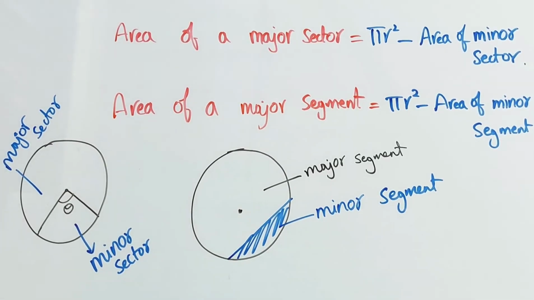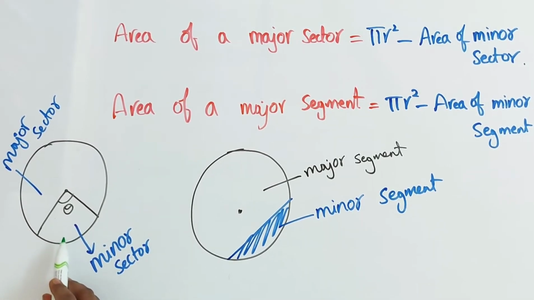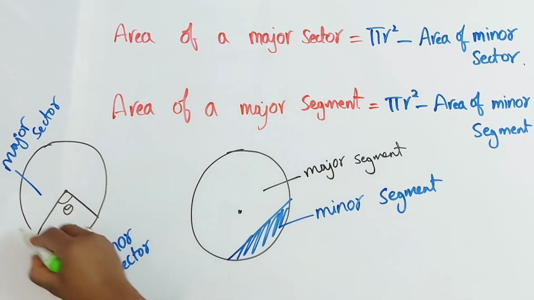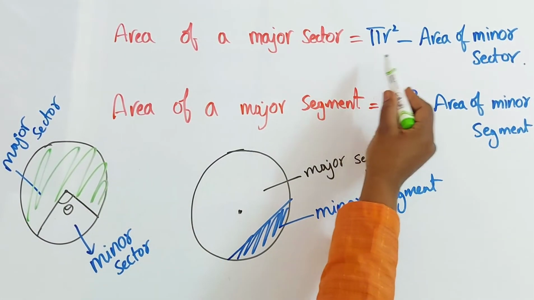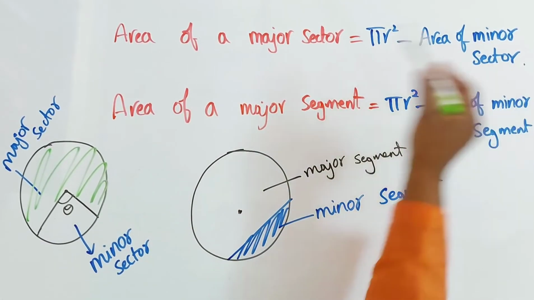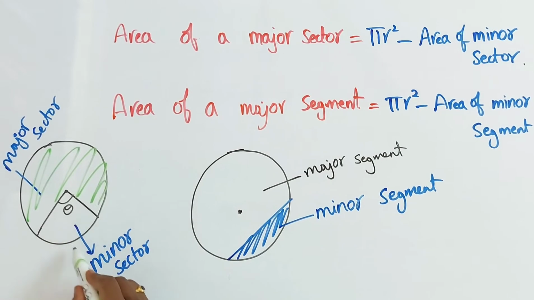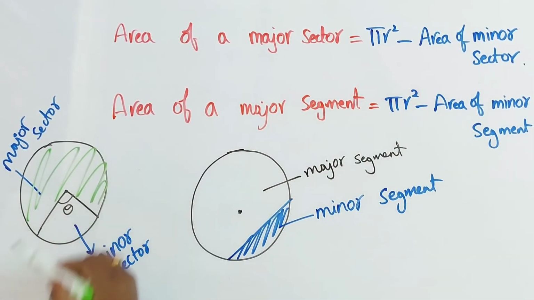So we know that the area of a sector, children, is theta by 360 into pi r square. If we want the area of the major sector, that means this area, it is pi r square minus the area of this minor sector. Right, children? We know the area of this sector is theta by 360 into pi r square. So we have to do pi r square minus this area.